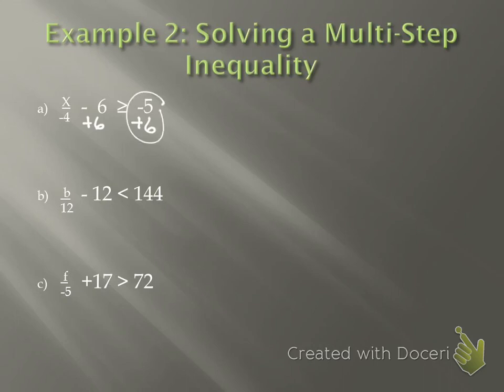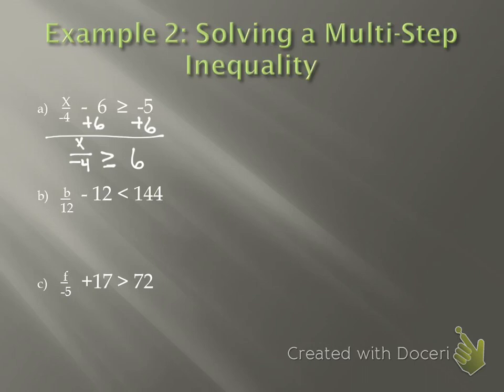But now I have different signs. So what's negative 5 plus 6? It is going to be 1. Positive or negative 1? Positive 1. It's positive because 6 is bigger. Now, how do I solve for x?